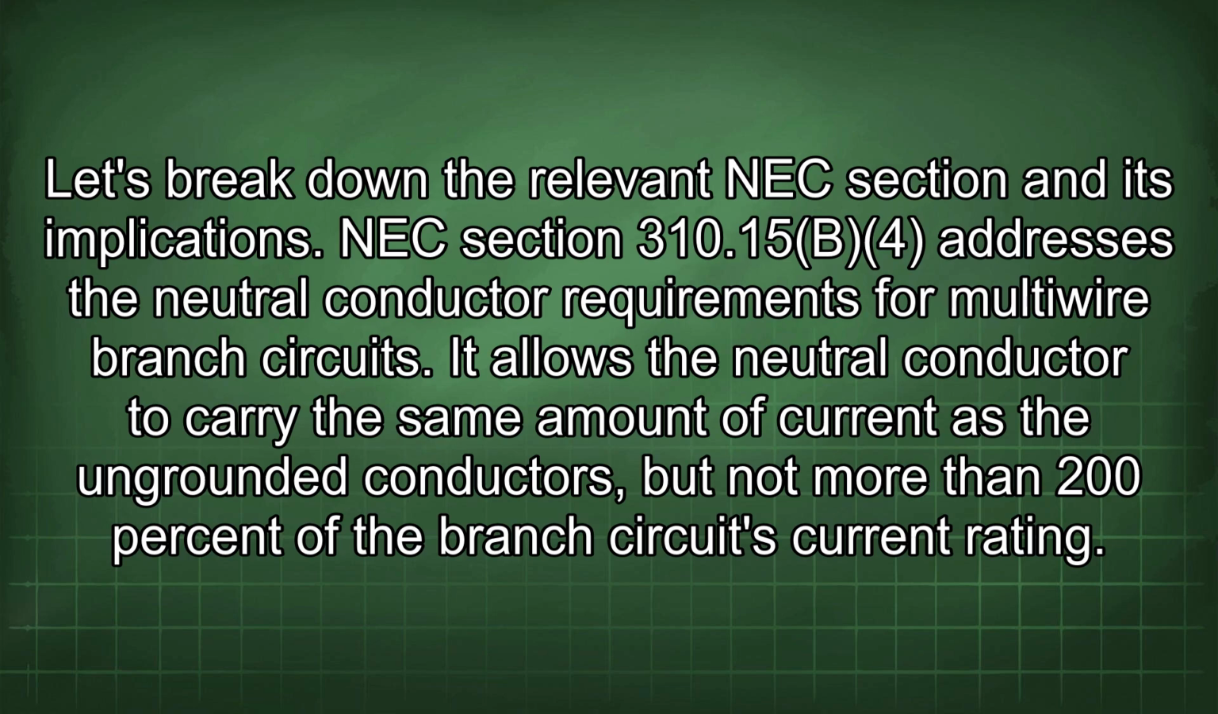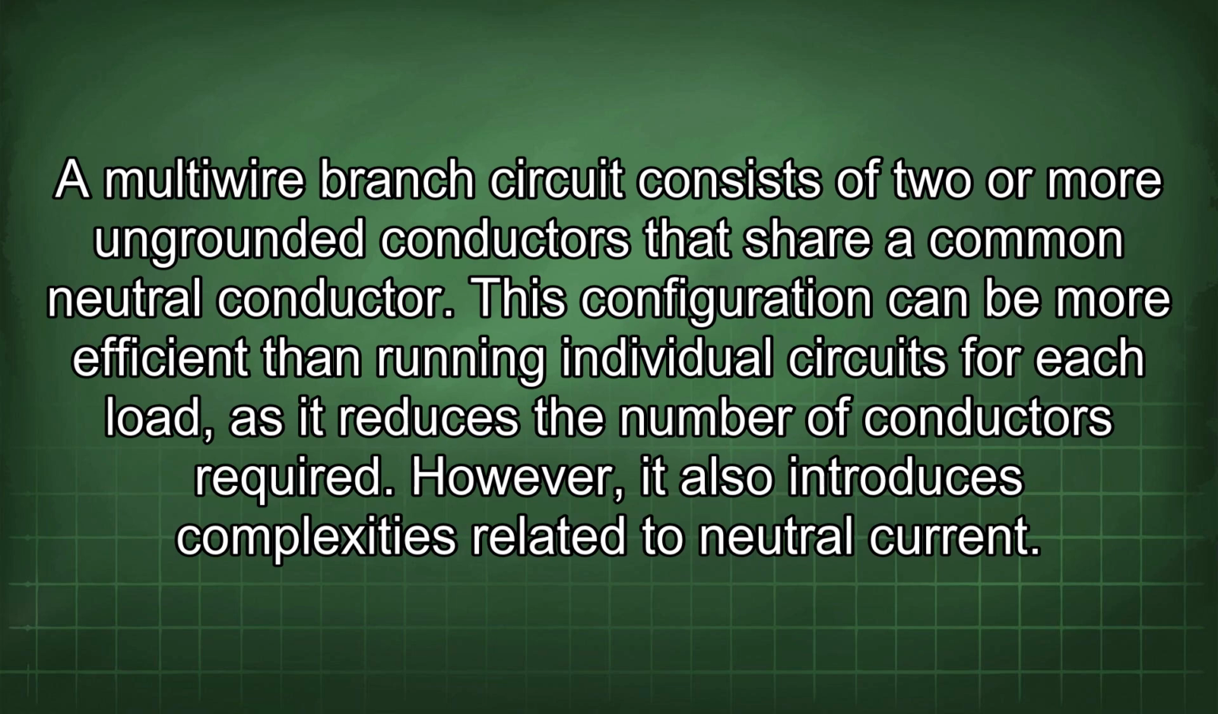NEC section 310.15(B)(4) addresses the neutral conductor requirements for multi-wire branch circuits. It allows the neutral conductor to carry the same amount of current as the ungrounded conductors, but not more than 200% of the branch circuit's current rating. A multi-wire branch circuit consists of two or more ungrounded conductors that share a common neutral conductor. This configuration can be more efficient than running individual circuits for each load, as it reduces the number of conductors required.